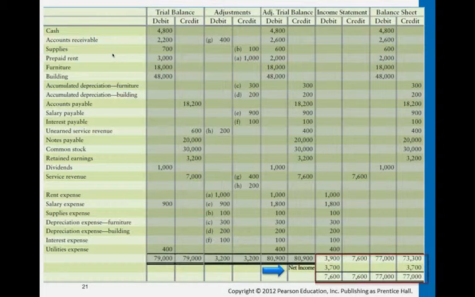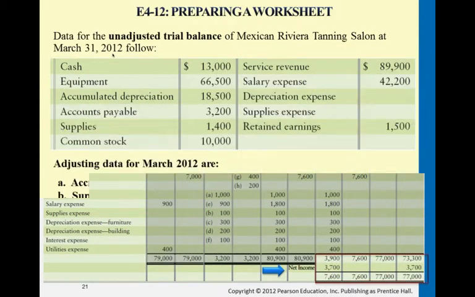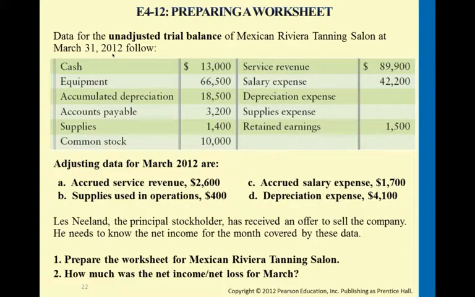Okay, let's do an exercise here. We have all the accounts here. I'm going to pass around the worksheet. Take a look at the A, B, C, D adjustments there. Those are the adjustments that you will need to make in the adjusting entries column and the adjusted trial balance.